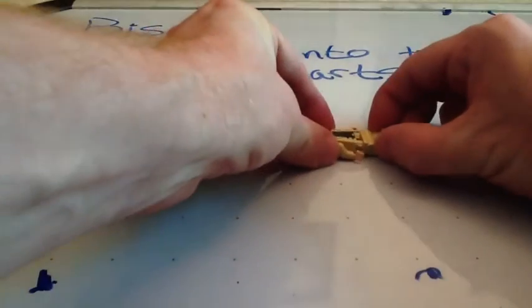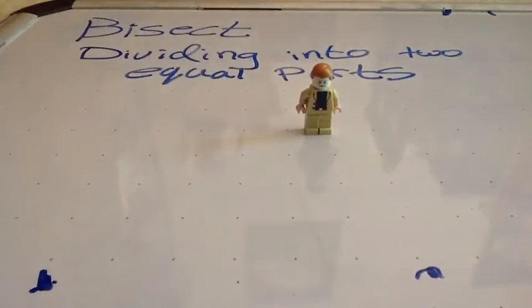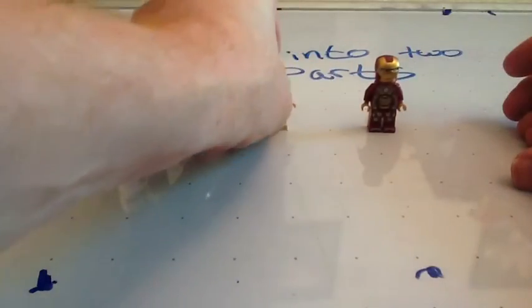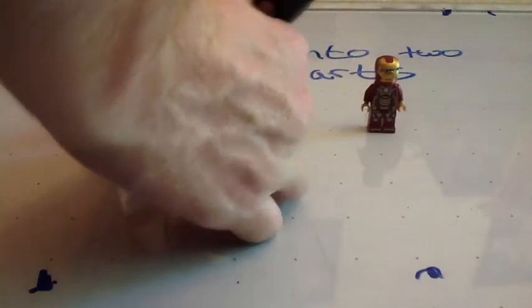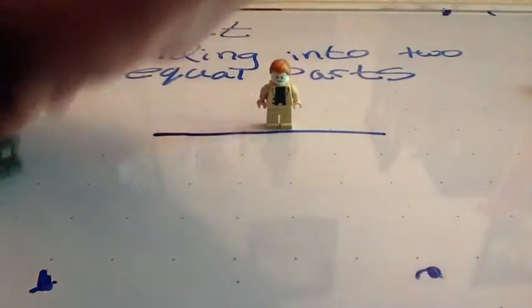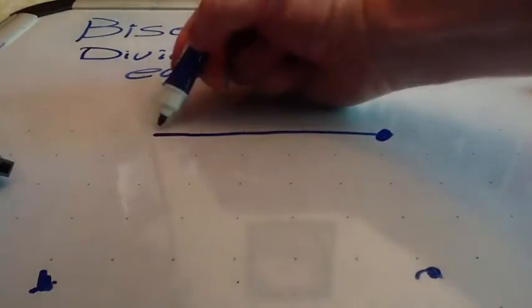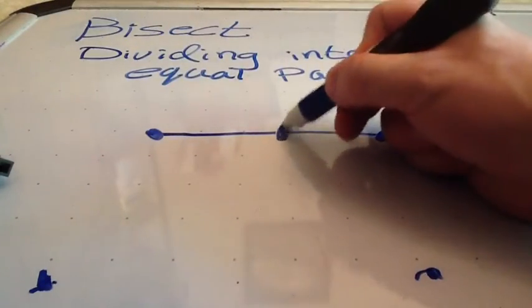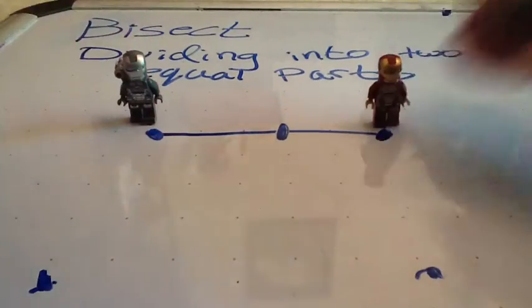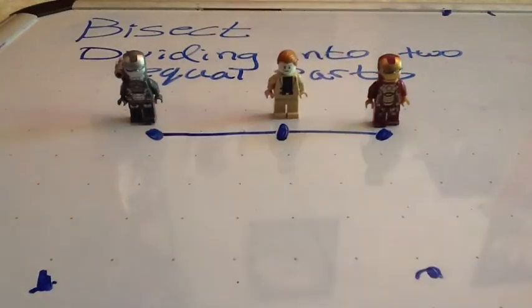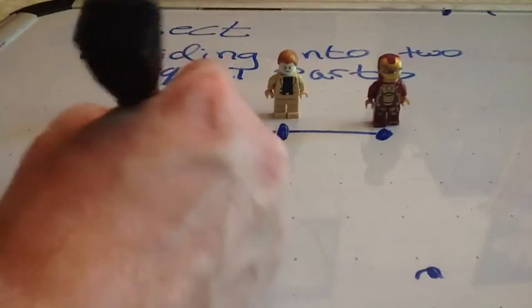Okay. Now, let's say that our villain is standing there. And Iron Man and War Machine decide they're going to stand so that he is halfway between them. So that means we're going to take this line right there, and we're going to bisect it, cut it into 2 equal parts. So, that point where I've cut the line into 2 equal parts, we call that point the midpoint.